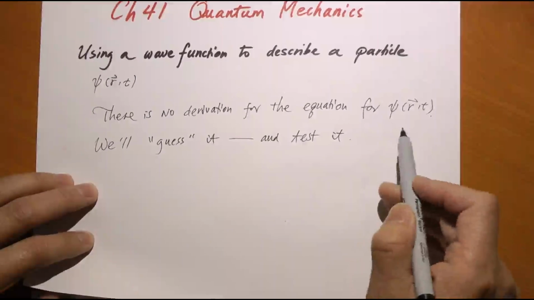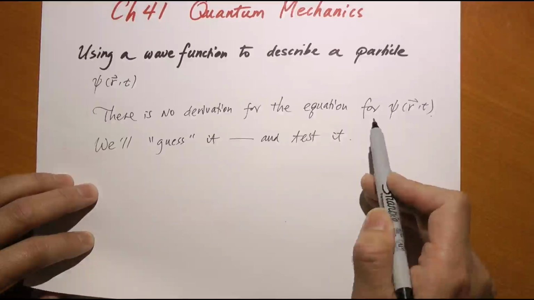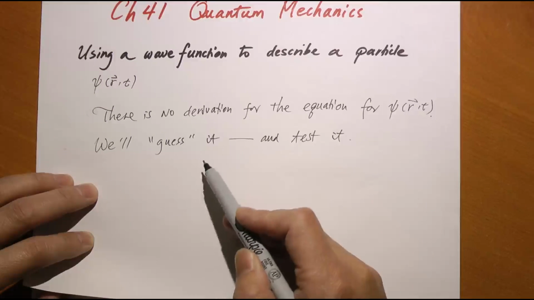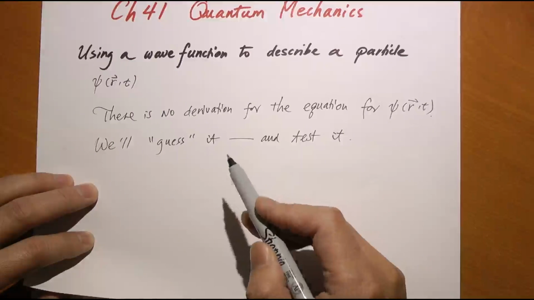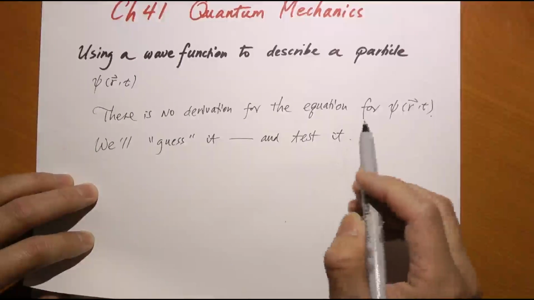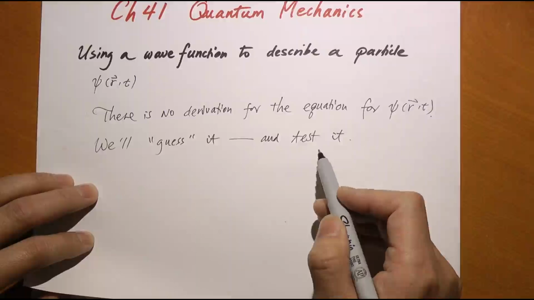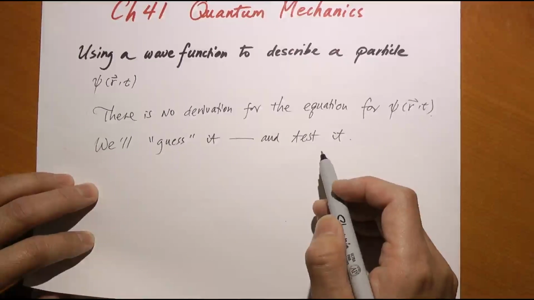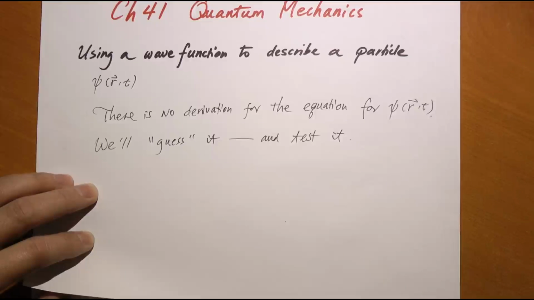We're going to do the same thing here. We cannot derive the equation, but we're going to guess it, okay? We're going to put an educated guess as to what this equation should look like. And once we have that equation, we are going to put it to test. We are going to try to solve the properties of a particle with the solution to this equation and compare that with experiment and see what happens.